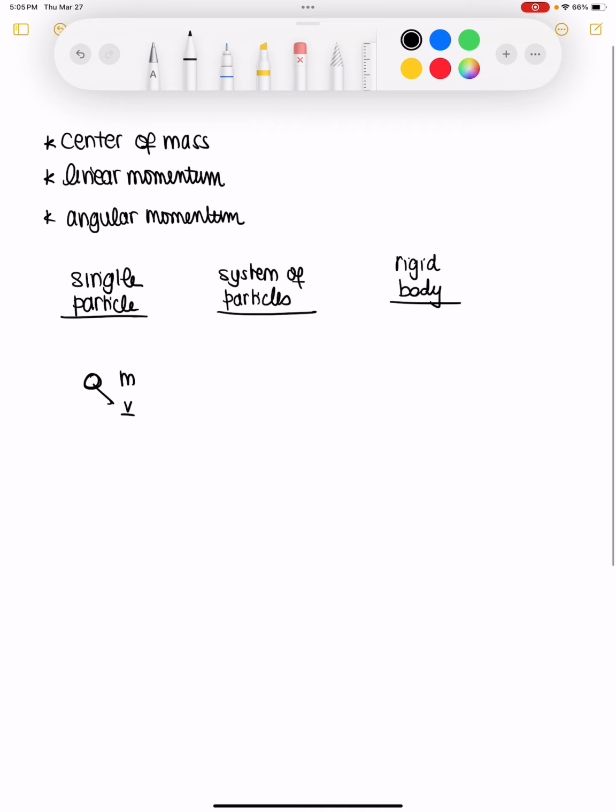The linear momentum of a single particle, G, is equal to its mass times its velocity. And the angular momentum of the particle about some point O, some fixed point O, or any point O, is equal to r, the position vector from O to the particle, crossed with the linear momentum of the particle, crossed with mv.